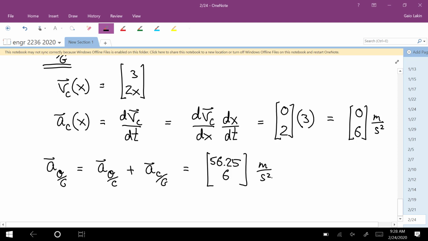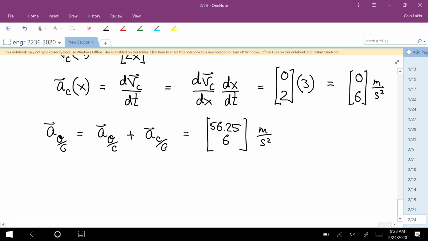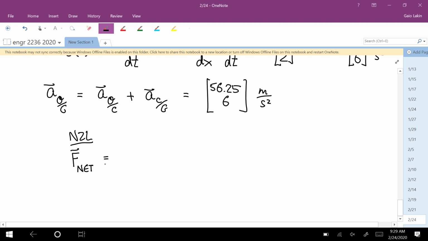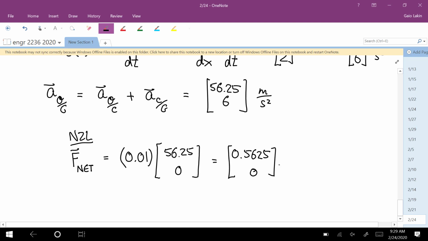And then what it asks for is the net force on it. That's the acceleration. Newton's second law says that the net force is the mass times the acceleration. We had a mass of 0.01 kilograms. So multiply that times the acceleration, and you get 0.56250 newtons.